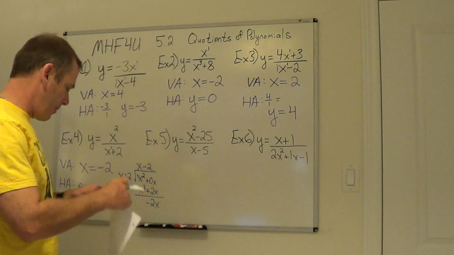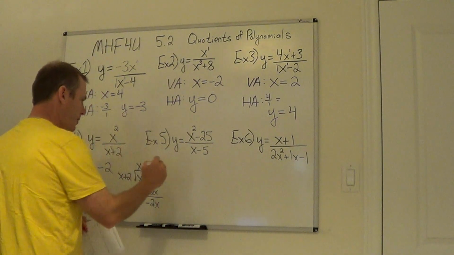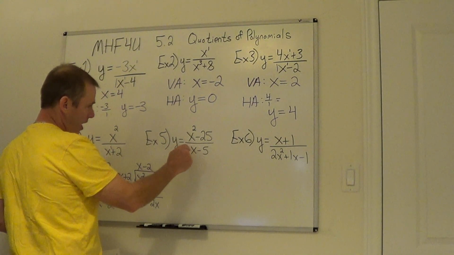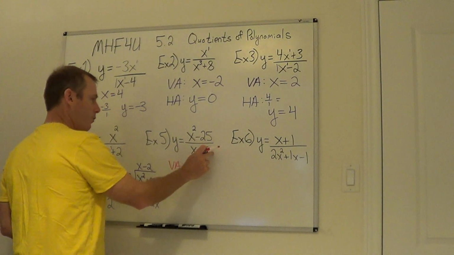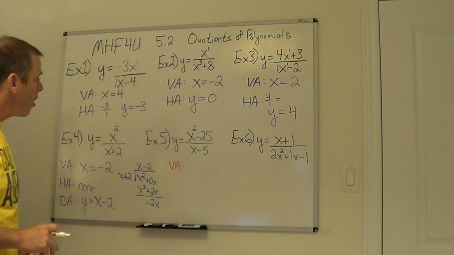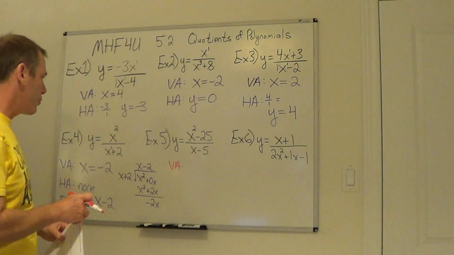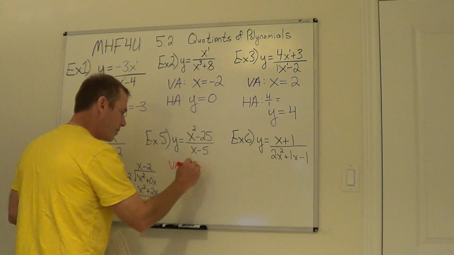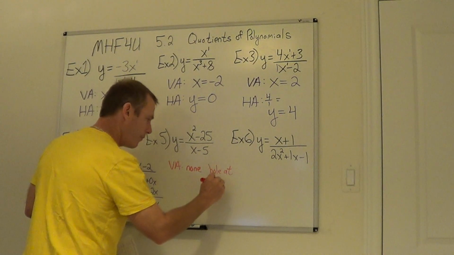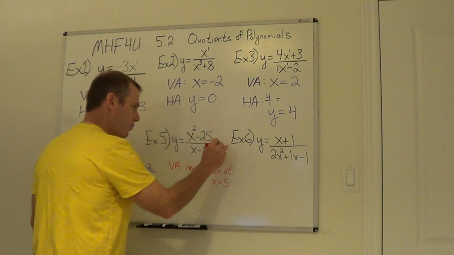Next up, example 5. I'm going to change colors there because we're doing a little bit of division. All right, and again, vertical asymptotes. Let's see. Well, the denominator is 5. X equals 5 makes the denominator equal 0. Check it in the numerator. 5 squared is 25 minus 25. That is also 0. So now we have the numerator and the denominator equal to 0. All right, which means there is no VAs, but there is a hole at x equals 5. So that's a case where you're going to have some kind of a graph, and there's an open circle there.